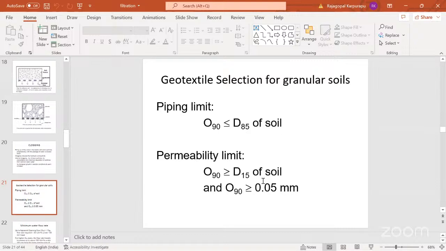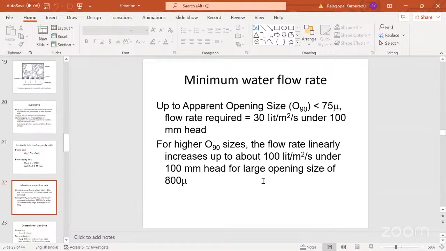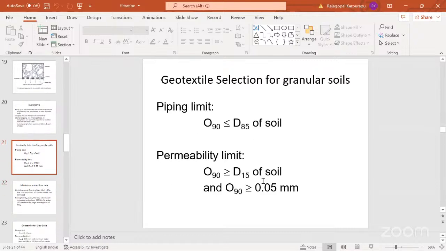Sir, basically here for the piping limit we are comparing from D90, but for the retention limit we have used D95.